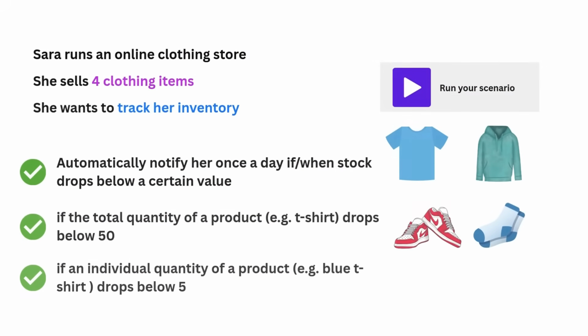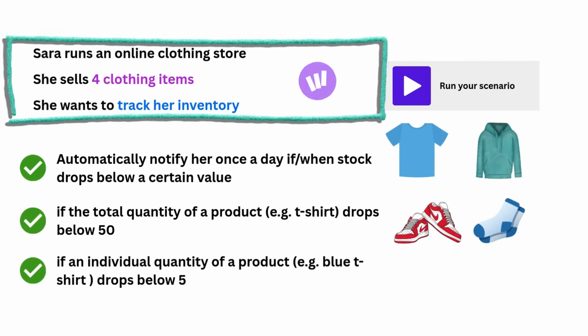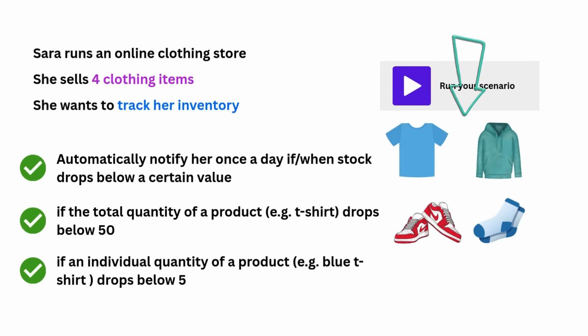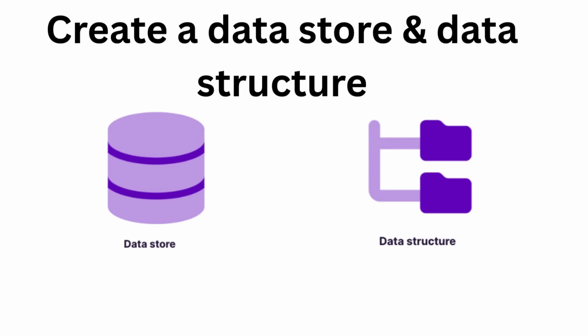Sarah runs an online store and she wants to store her stock data in Make. She sells 4 clothing items with different variants. She wants to track her inventory and be alerted once a day if stock drops below a certain value. If the total quantity of a product drops below 50 or if an individual quantity of a product drops below 5. We'll start with first creating a data store and data structures.